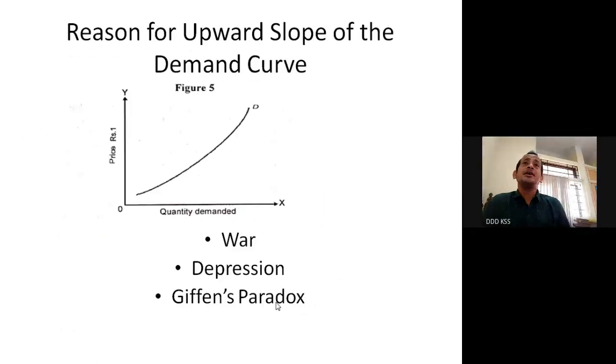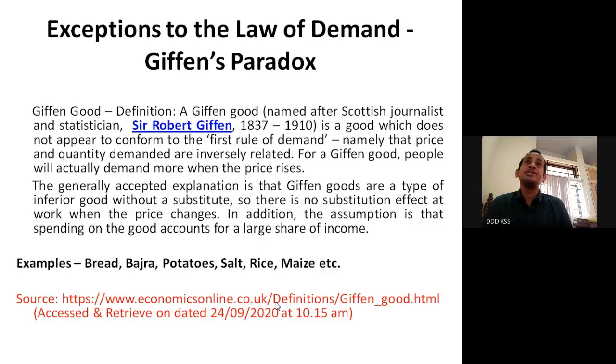Next, we discussed reasons for the upward slope of the demand curve. In this, we discussed 3 main reasons: first, war, then depression, then Giffen paradox. So these are the 3 reasons for which the demand curve has an upward slope or upward movement. Then next, we discussed exception to the law of demand through Giffen paradox. Here we have discussed some examples also.